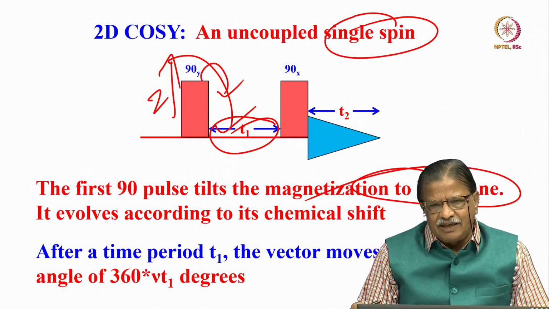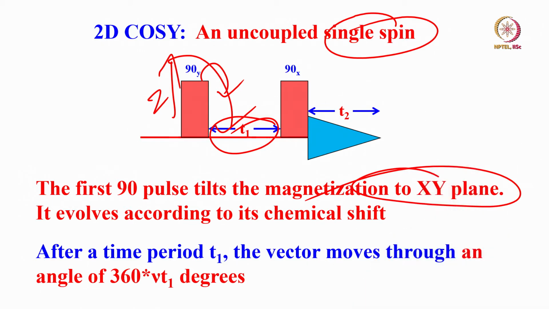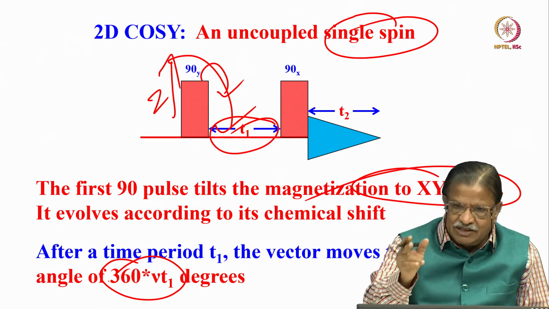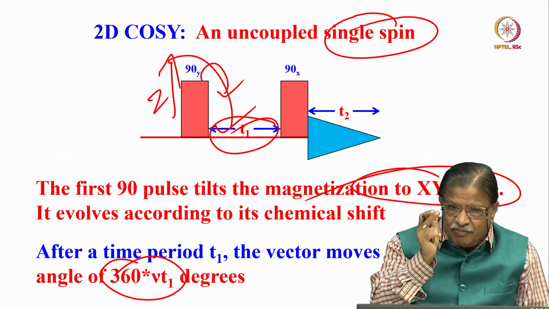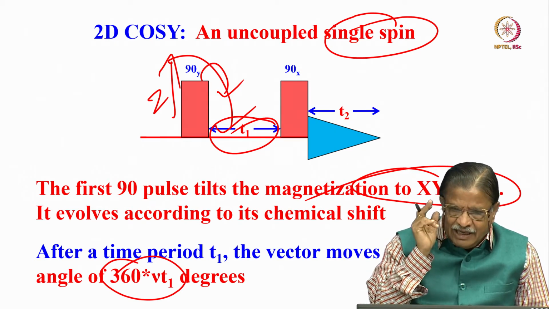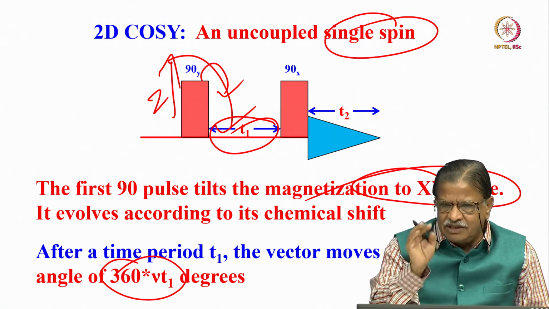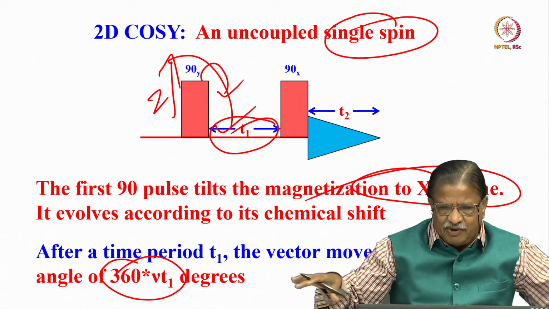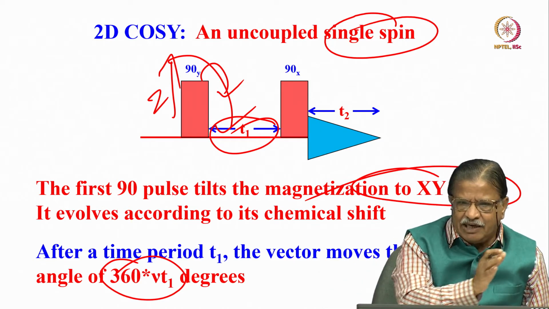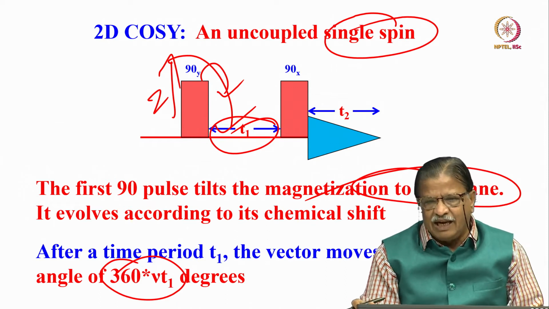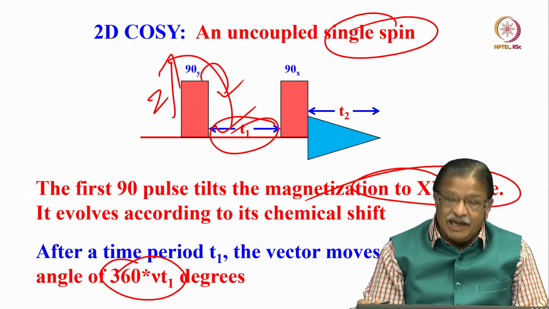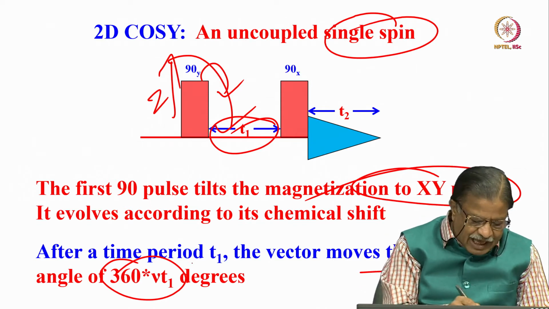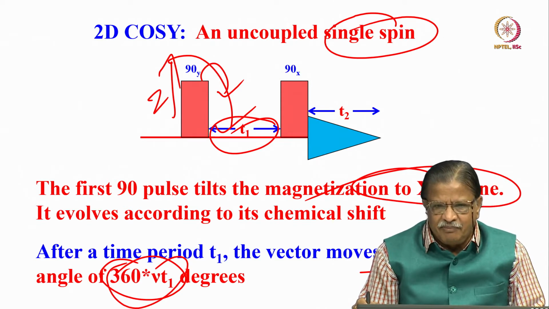After a time, let us say T1, what will happen to the magnetization vector which is in the XY plane? It starts moving, and the angle through which it moves is given by 360 times nu times T1. Because remember, we discussed this during the evolution of magnetization and the evolution of J coupling a lot. We wrote this equation and calculated how much is the rotation, how much the different spin vectors move when they have a different chemical shift with respect to the center nu naught, everything we have even calculated for 1 or 2 examples. So, after a period T1, the vector moves through an angle of 360 times nu times T1 degrees.